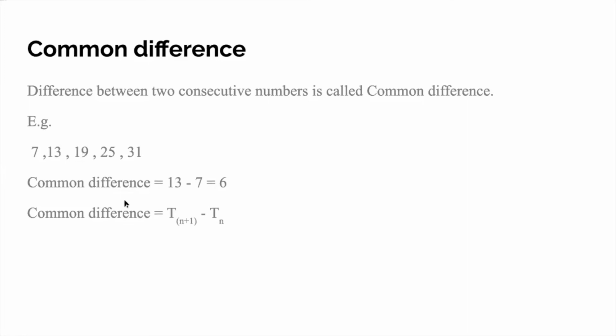Now the common difference formula can be given as Tn plus 1 minus Tn. Tn plus 1 is nothing but the n plus 1th term, and Tn is nothing but the nth term of the arithmetic progression.